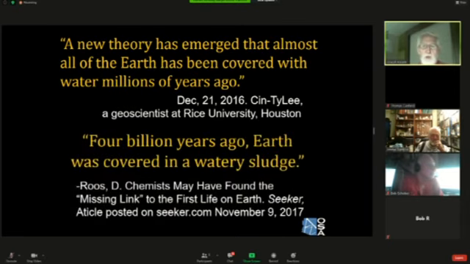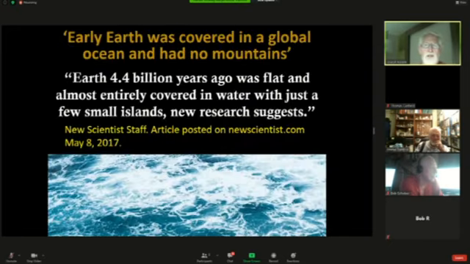4 billion years ago, Earth was covered by a watery sludge, 2017. Early Earth was covered in a global ocean and had no mountains, also in 2017. These are all secular sources. This is astounding, and yet we never hear about this. So isn't it amazing how in this area, as well as so many others, they keep getting closer and closer to the truth? It's astounding. But the public never hears about this.